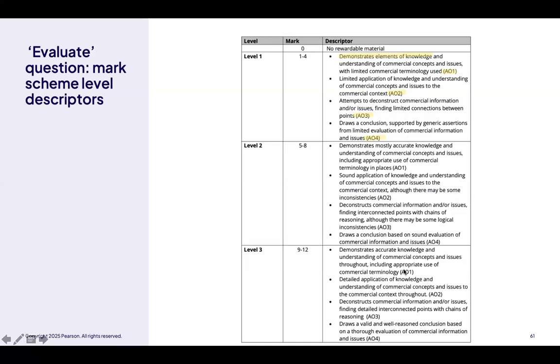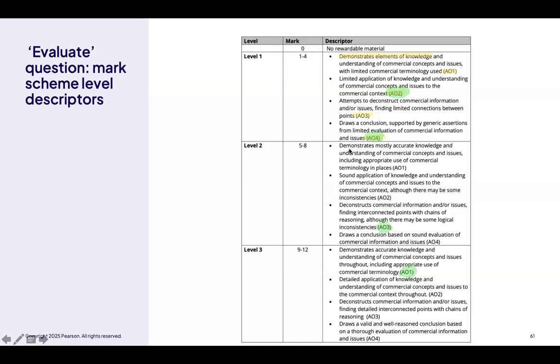If a student shows high levels of knowledge, but very little AO2, so it's not contextualized to this business. AO3 is pretty good. There aren't quite 5 strands of development, but there are certainly 4. And evaluation, there is a conclusion, but it's a little bit limited, and it's deemed to be, draws a conclusion supported by generic assertions.